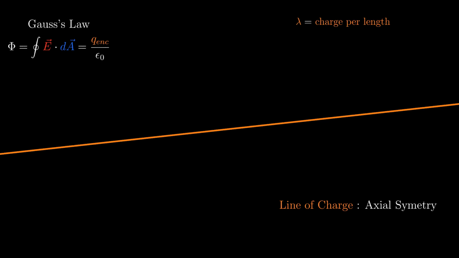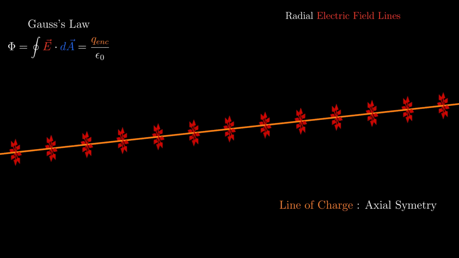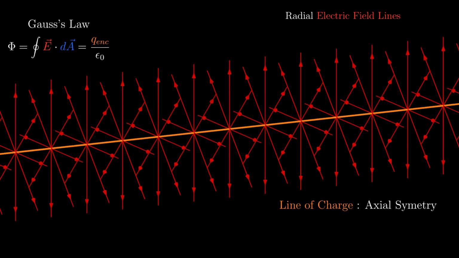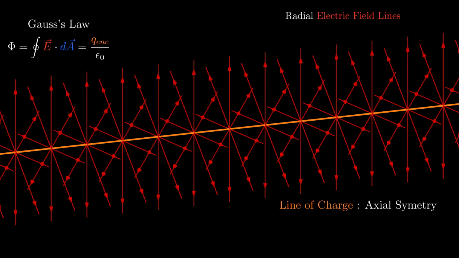A line of charge is characterized by a linear charge density, that is, a charge per unit length. It also has cylindrical symmetry. The electric field will share the symmetry, and so the electric field due to a positive long straight line of charge will be directed radially outward from the line of charge.